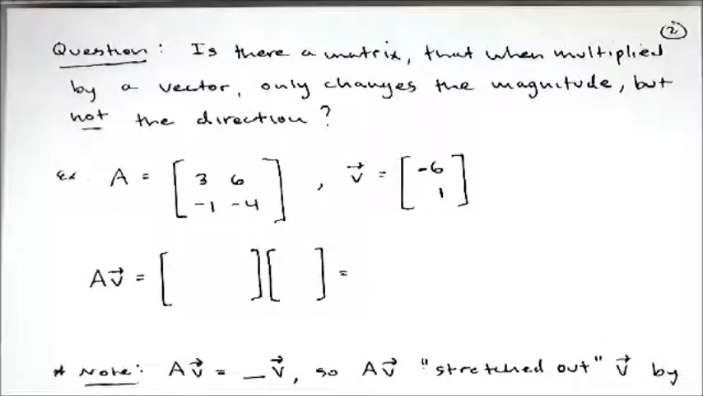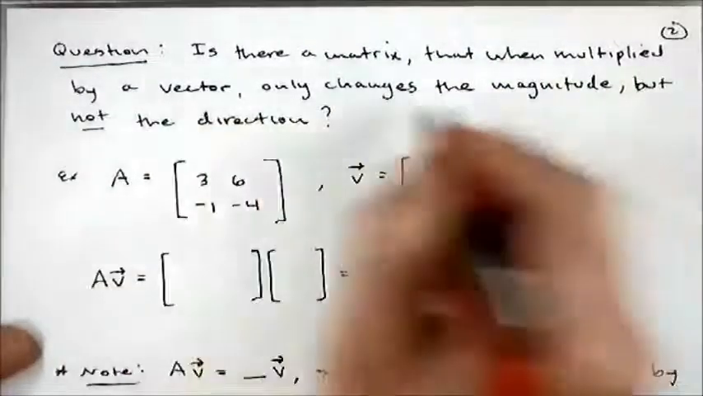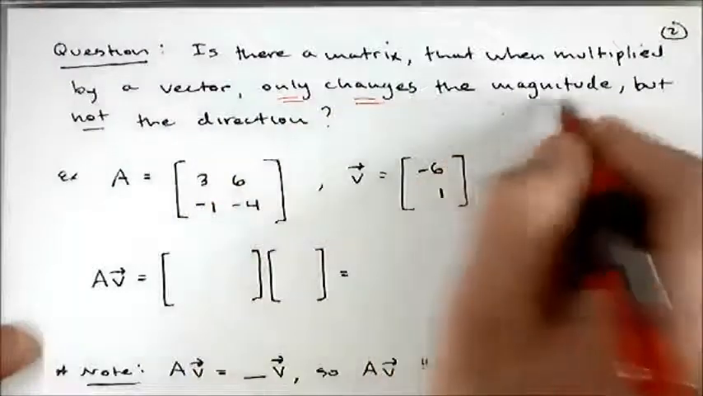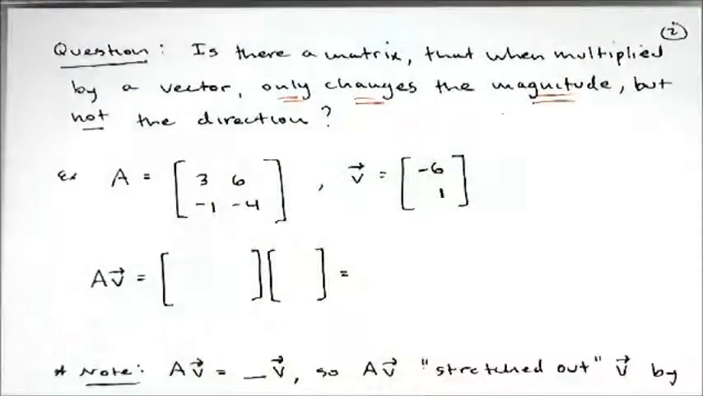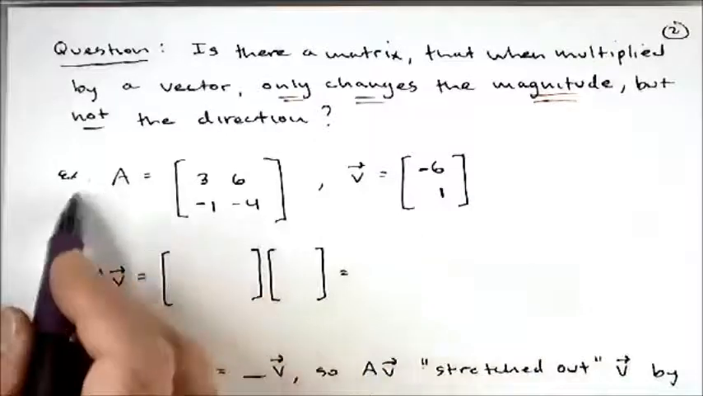Is it possible that I could have a matrix so that when I multiply it by a vector, it only changes the magnitude? So it doesn't rotate it, but just changes the magnitude. Okay. And you probably could realize, yeah, the answer must be yes, right? There should be, right? If all those other things can happen, there should be some situation where this can happen. So this is what we talked about today.